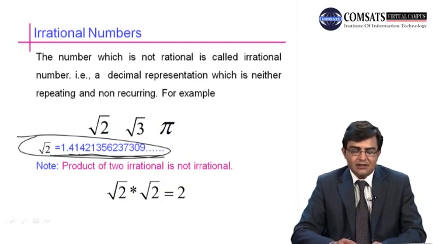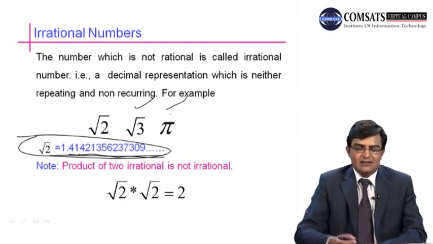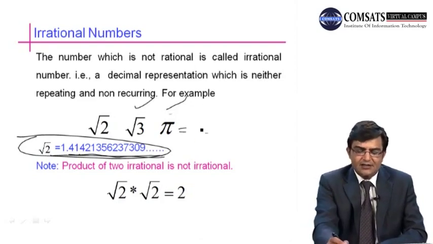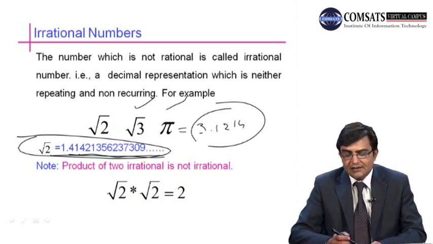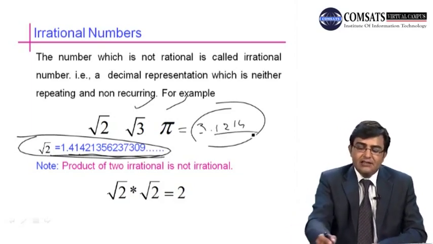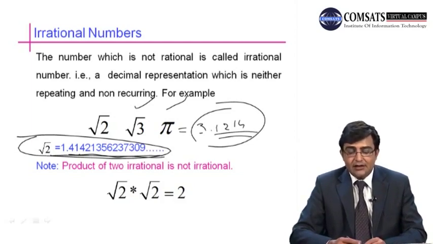These numbers cannot be written in the form of p over q. Again, the square root of 3 is also an irrational number. The value of pi is 3.1214. I don't know the exact value of pi, but it is approximately like this. But after the decimal, the digits do not repeat. So pi is also an irrational number.